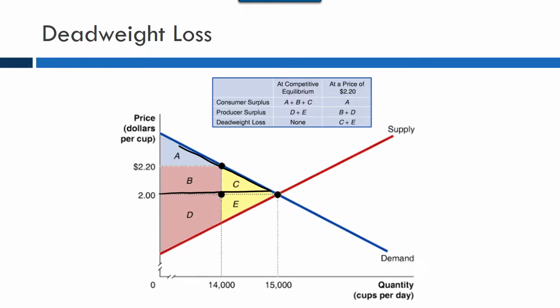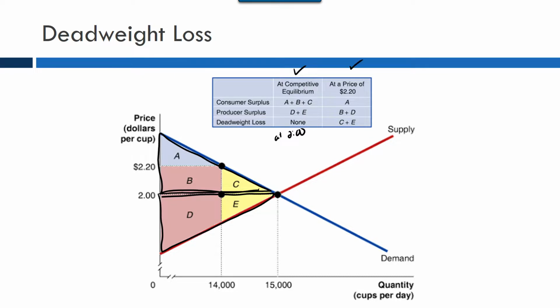So this area right here was the consumer surplus. So at equilibrium, the consumer surplus is A, B, and C, and the producer surplus is the area over here. So this is at a price of $2. So D and E is the producer surplus. Now, and that's what we want. That's that whole triangle. That's what we saw on the last page.